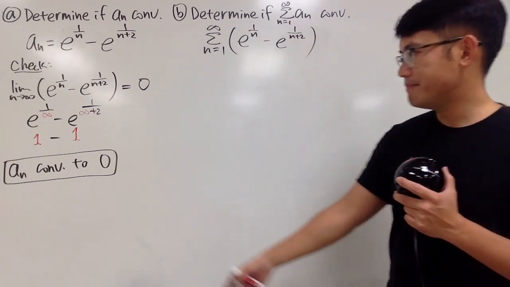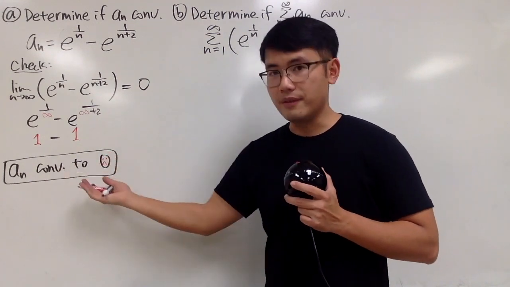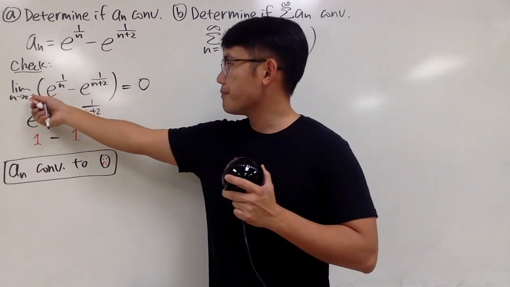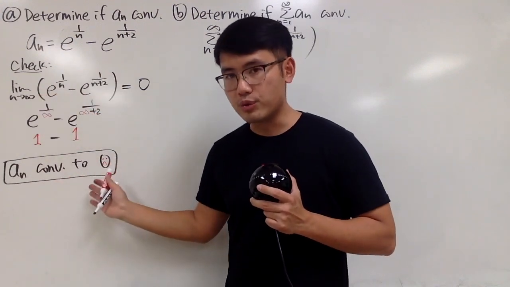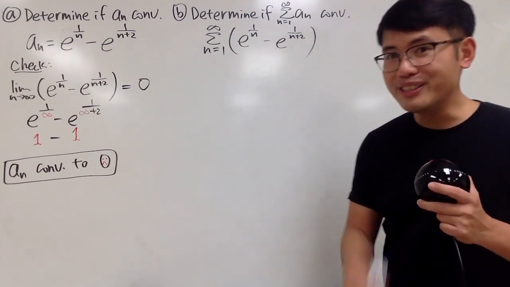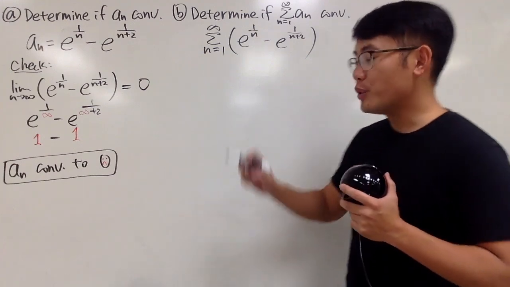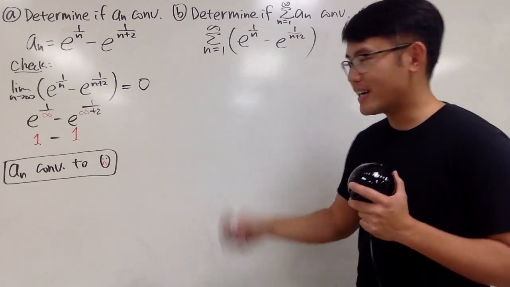Well, this didn't work because, again, as n goes to infinity, a_n converges to 0. This is not going to help us. We cannot use the test for divergence. But the good thing is that this right here is a telescoping series. And let me show you guys the quick way to do this, right?